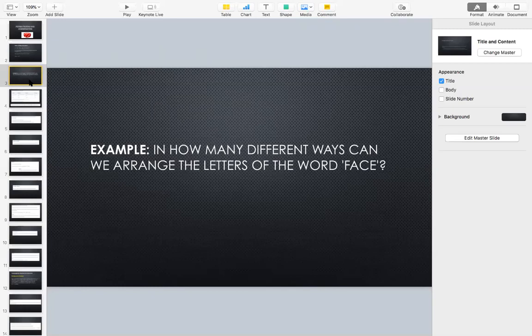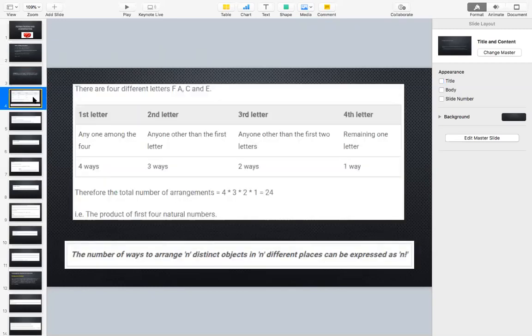So since we have 4 different letters, I'll quickly tell you the approach for those who are unable to get the answer. Let's say if I talk about the first letter, if I want to frame a 4-letter word, let's think what will come in the first position. So you can see on your screen, in the first position, any one among the 4 letters can come, right? Any one among F, A, C, E can come in the first position. So there are 4 ways of filling the first position.